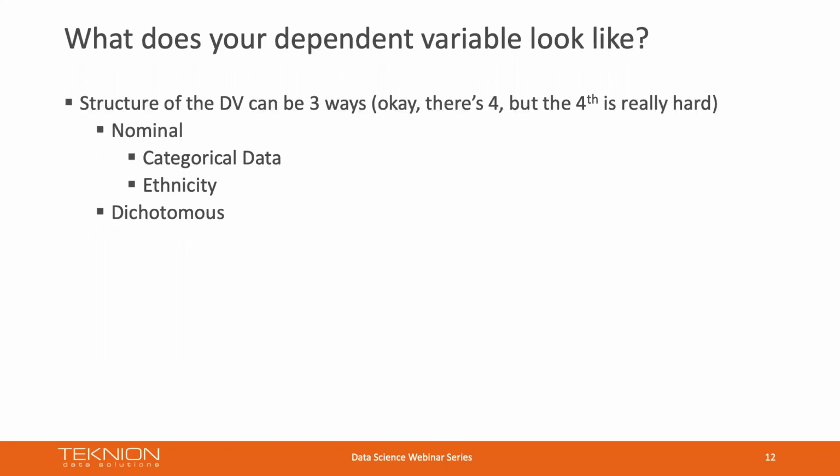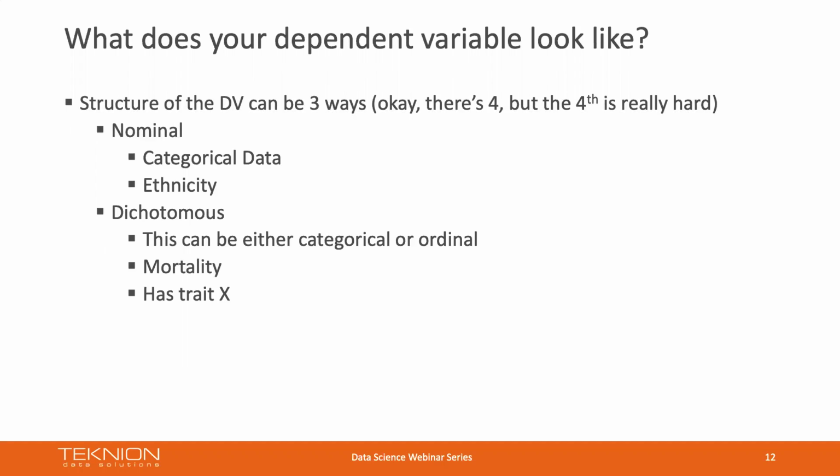It can be dichotomous data. So meaning, that's yes, no, or 1 or 0, or died or did not die, so we're looking at mortality there. Or it has some trait or doesn't have some trait. Okay, and then we can look at what's called interval or ratio scale.